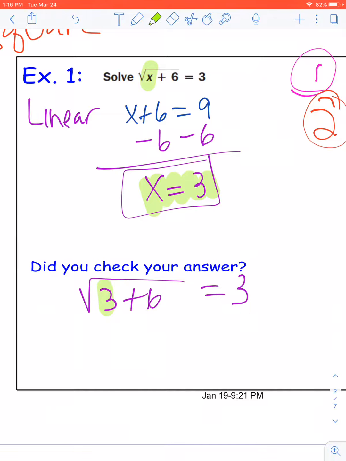I know that's not the same calculator as the one that you have, but that's the one that I have available on my iPad. All right, so does 3 equal 3? Yes, that checks, and all is good.